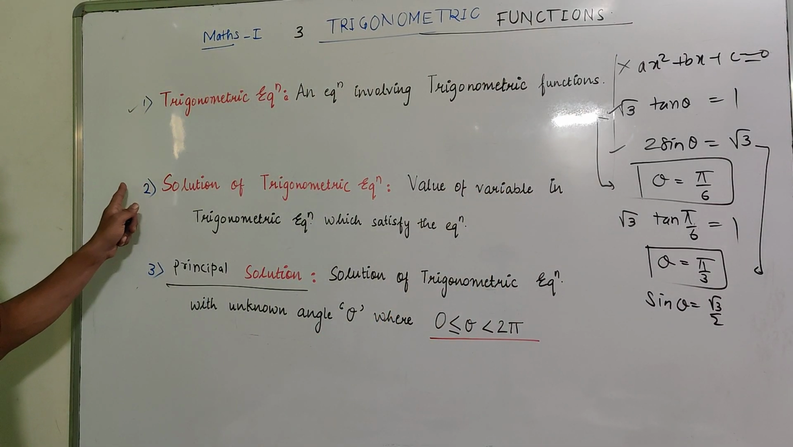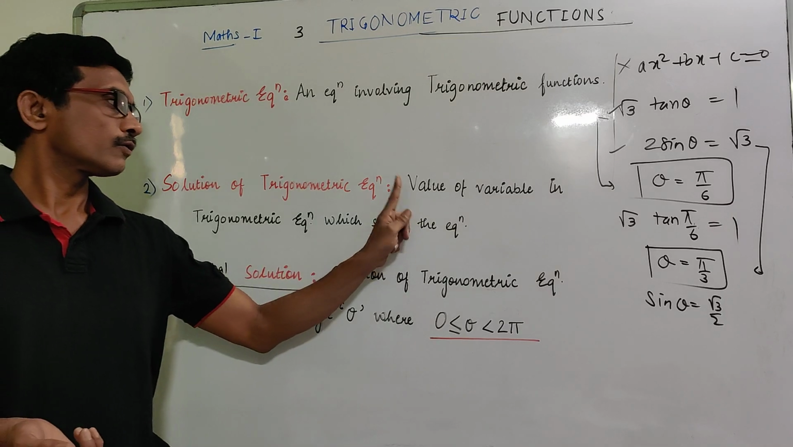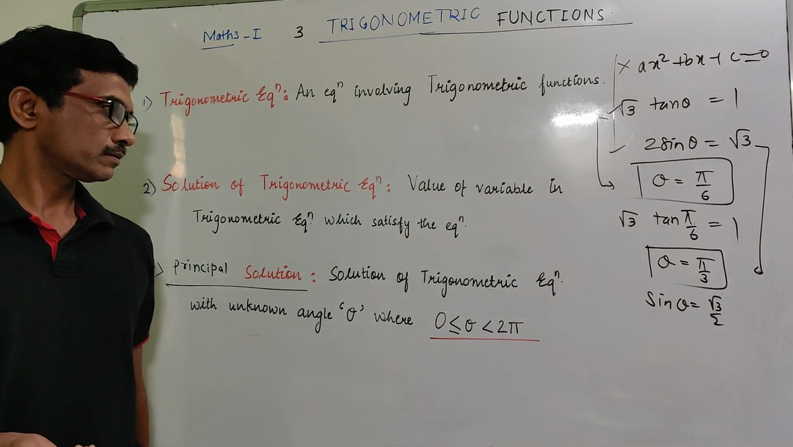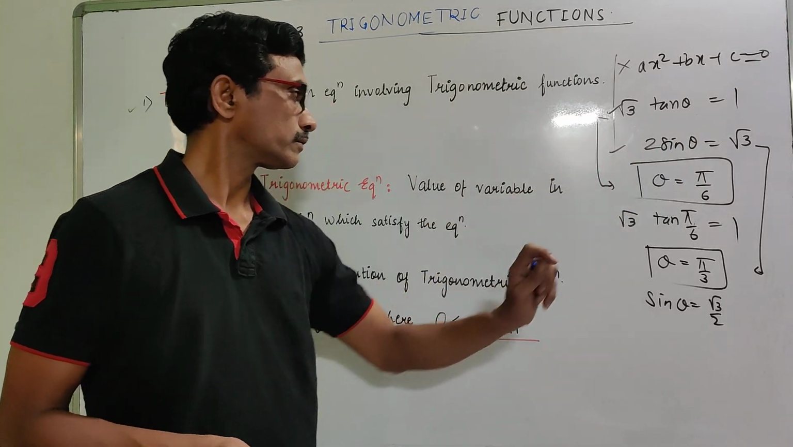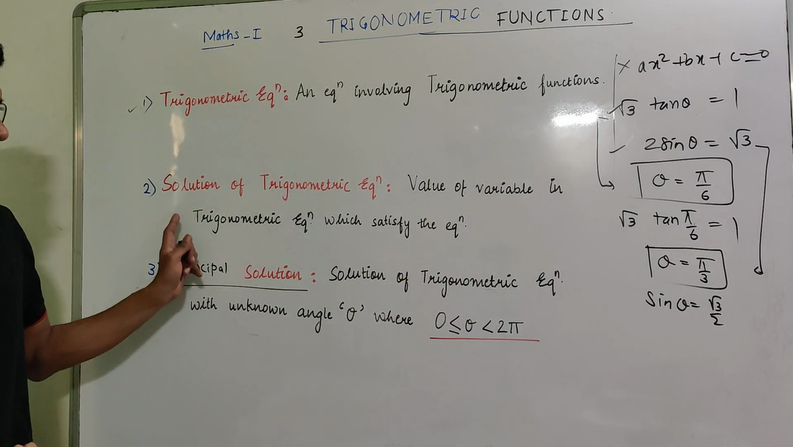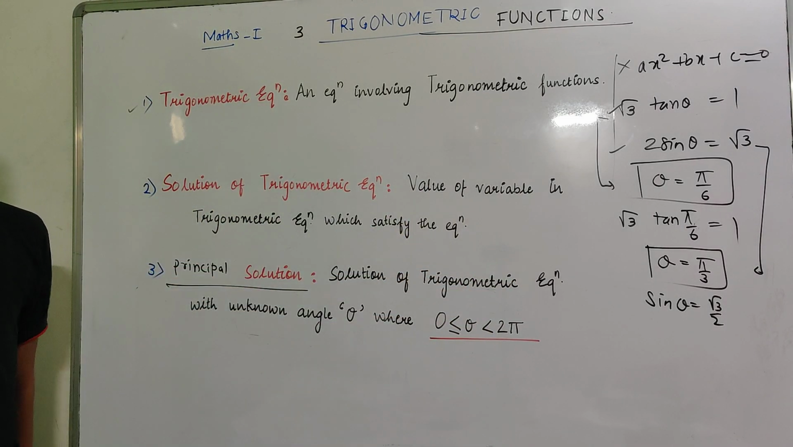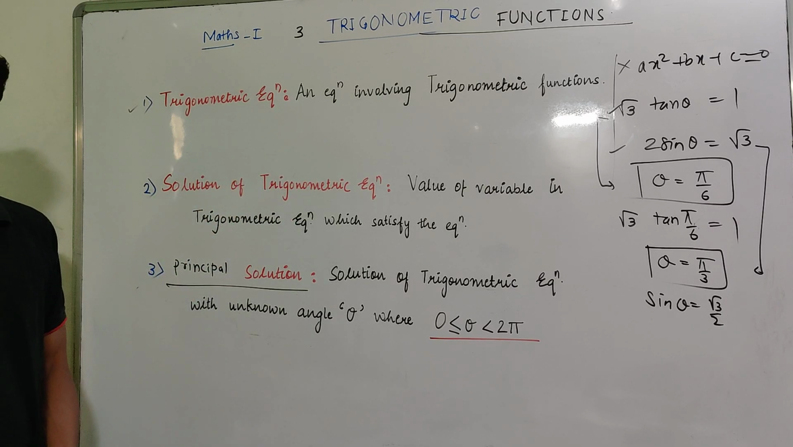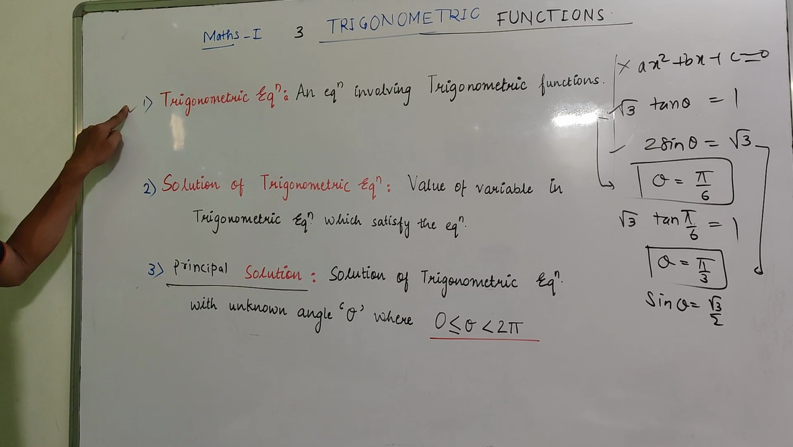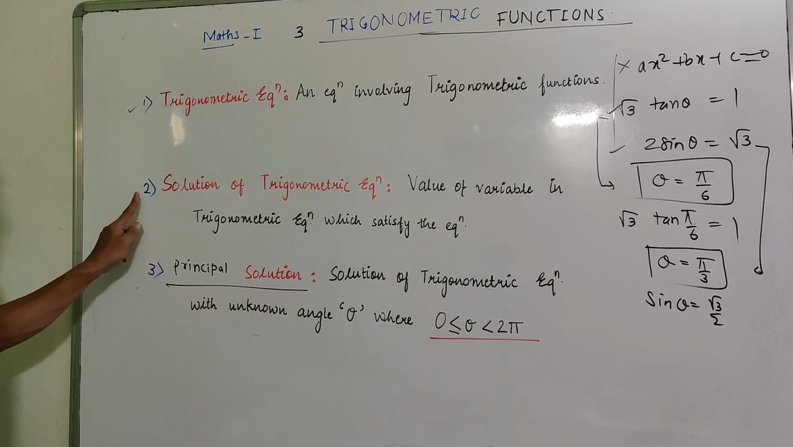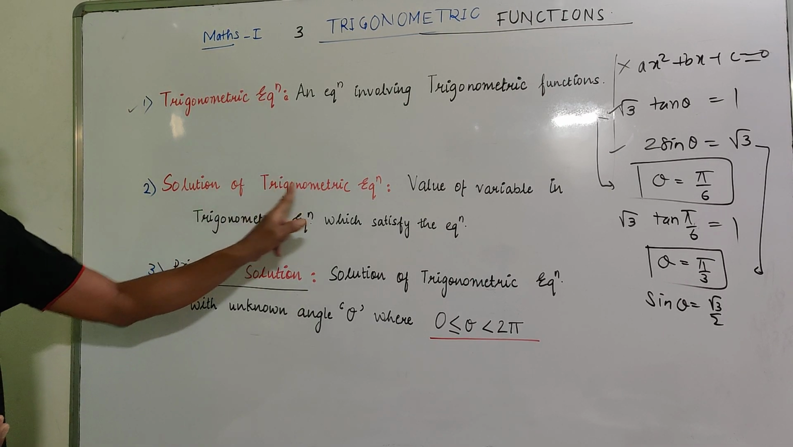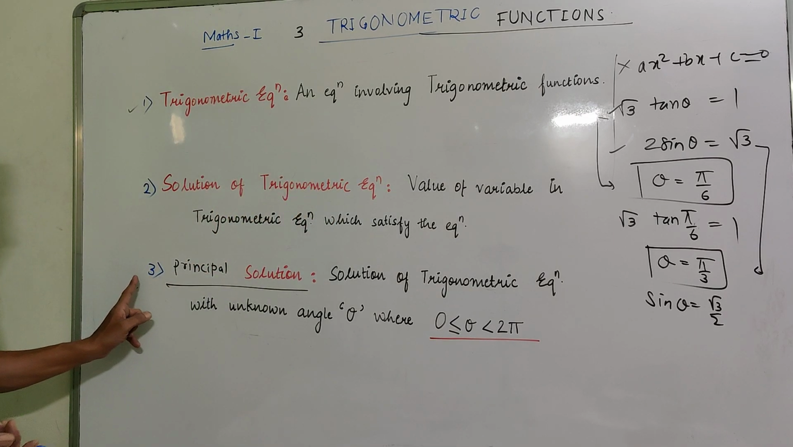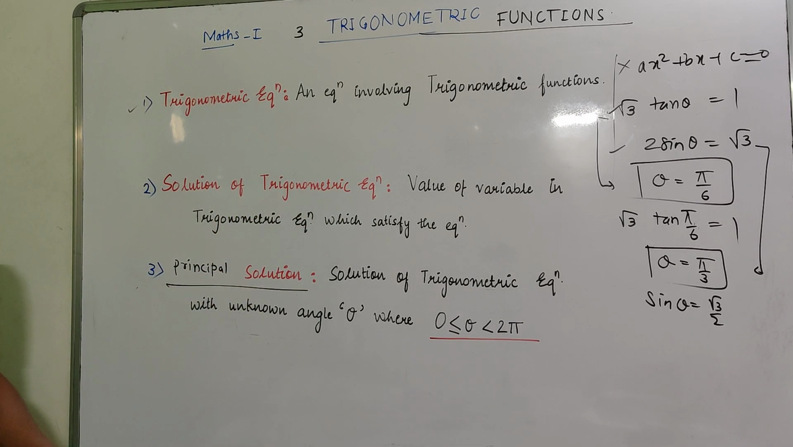So what is a solution of a trigonometric equation? It is the value of the variable. See, clearly it is the variable. So the value of the variable in a trigonometric equation which satisfies the equation, that is the solution of a trigonometric equation. So the first thing is the trigonometric equation. The second thing is the solution of the trigonometric equation, and the another one is the principal solution. So what is the principal solution?